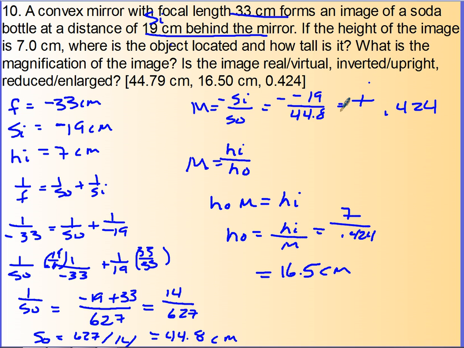All right. Is it real? Let's see. My image distance is negative, so it's virtual. Is it inverted or upright? My magnification is positive, so it's upright. Is it reduced or enlarged? My magnification is less than 1, so it is reduced.